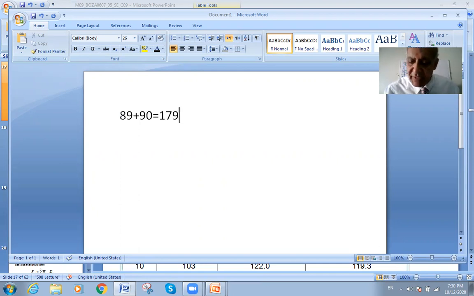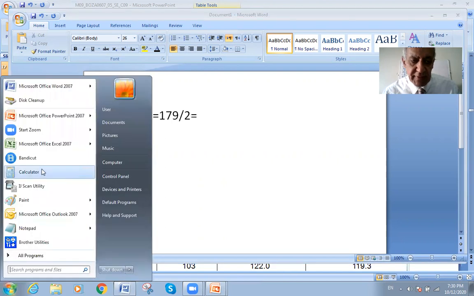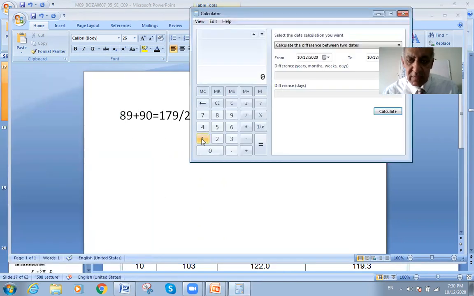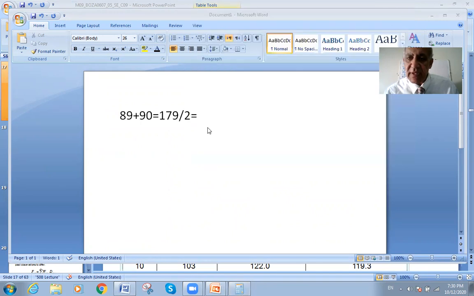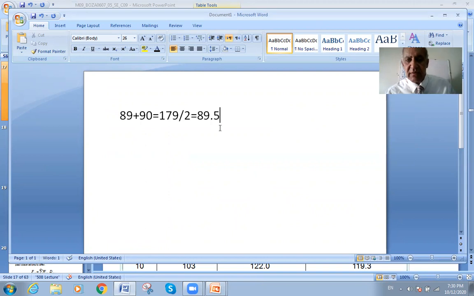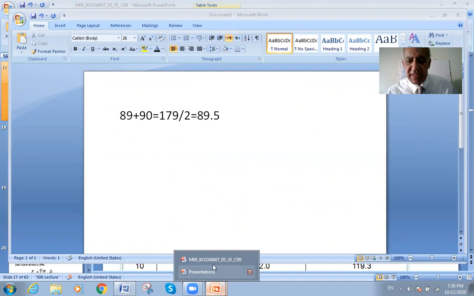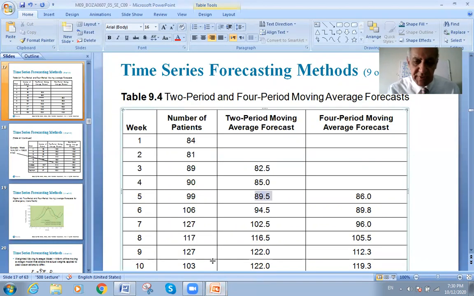Okay, divide by 2 will equal, let us see by the calculator, 179 divided by 2 equals 89 and a half. So this will equal 89 and a half. Now we will see together the 89 and a half. Was it like this? I will return it back the way it was. Yes, it is 89 and a half.